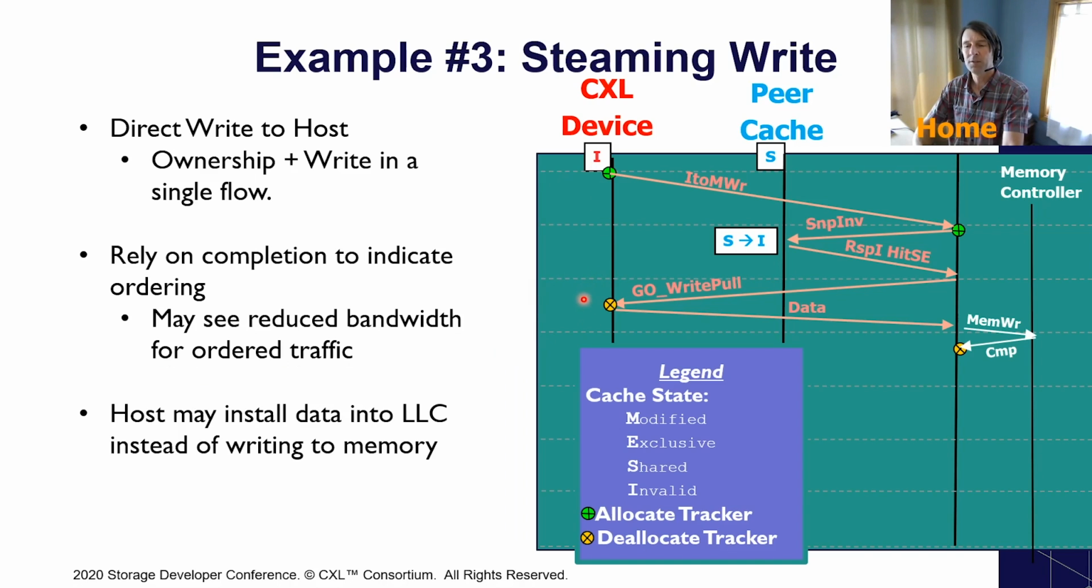Obviously, the data doesn't end up in the cache of the device either. So if there was reuse possibility, you wouldn't want to use this flow, but this could be used for bulk writes from a device to home in a way that's efficient and doesn't cause a lot of cache pollution in the device's cache.